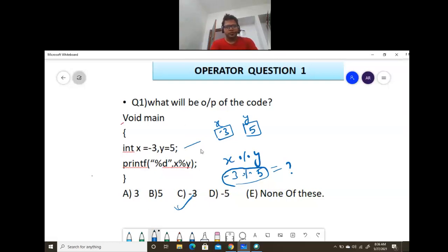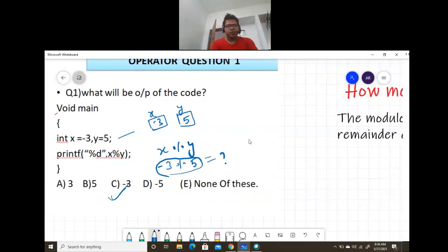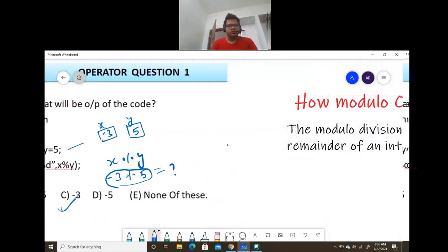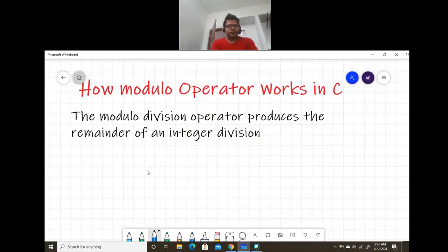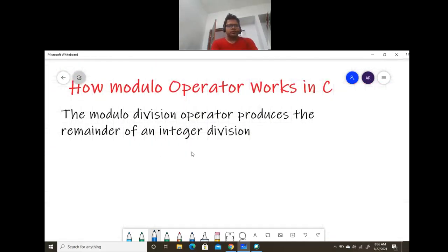Let's discuss in two parts. First we will try to execute it in a theoretical way, and second we will execute the same line of code on an online compiler to see how -3 is the correct answer. So let's talk about some fundamentals of the modulus operator.